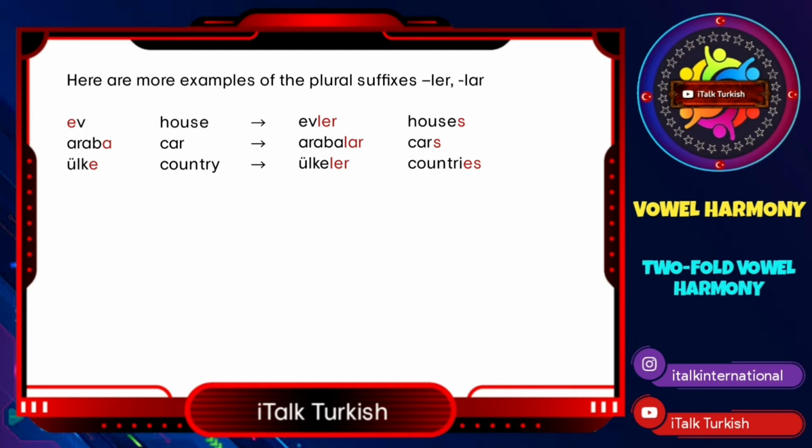Now, let's look at the word balık. The last vowel of this word is ı. That is to say, the last vowel of this word is one of a, ı, o, u. Therefore, we will say balıklar while making it plural.